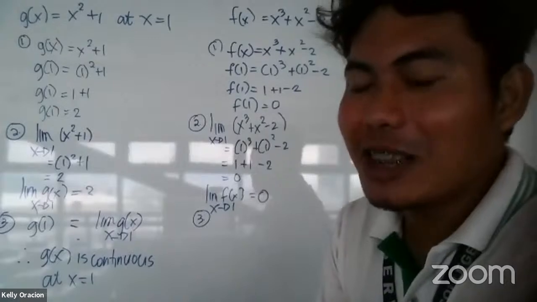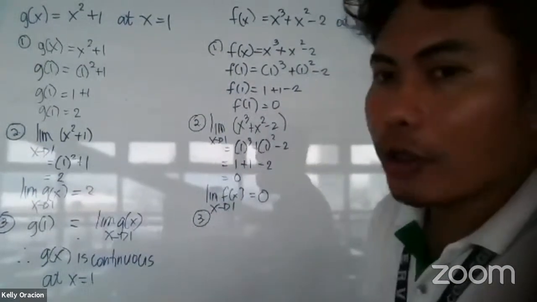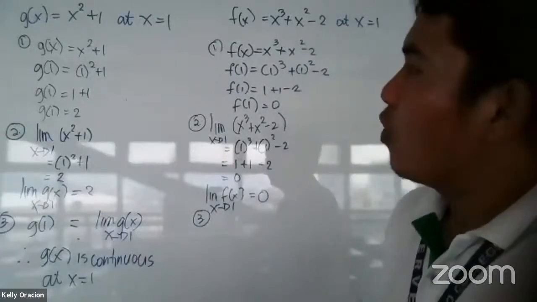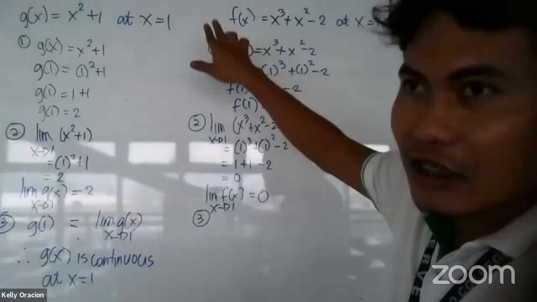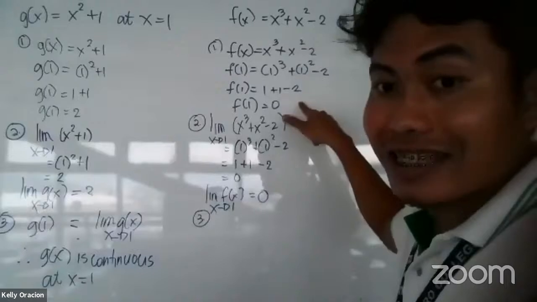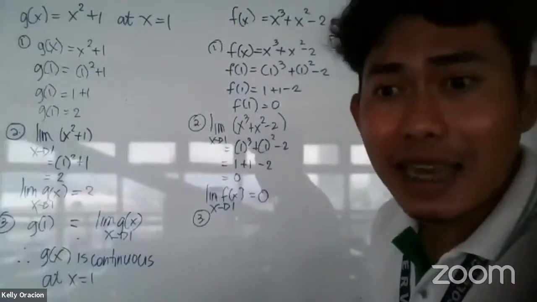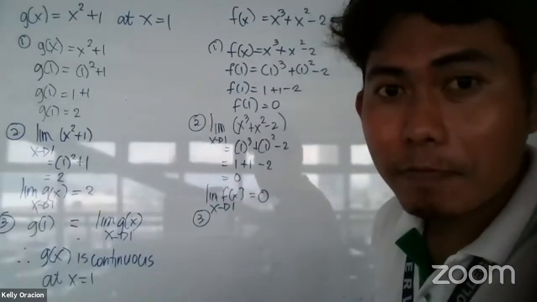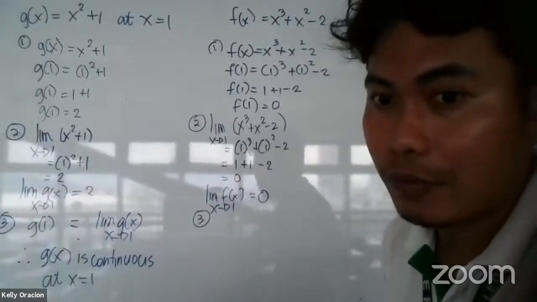Okay. So, let's proceed to the third condition. The third condition is this: you are going to compare your answer in the first condition and the second condition. Your first condition, the answer is 0. The second condition, the limit is 0. They are the same, right? Yes, they are the same, 0. Okay?